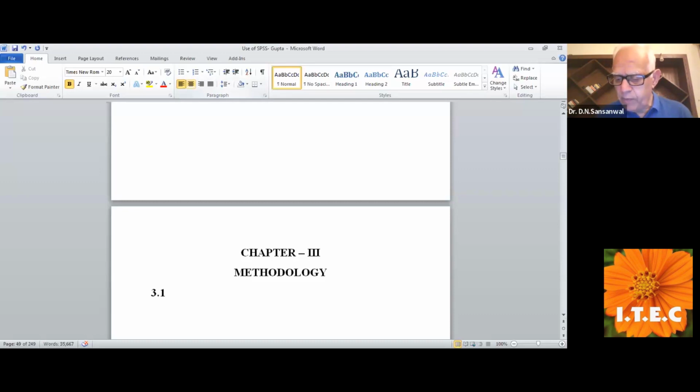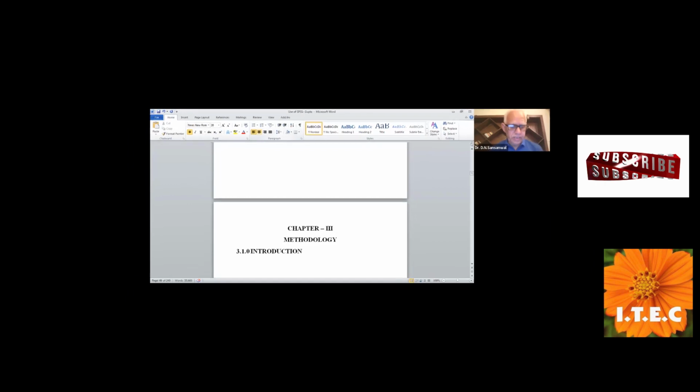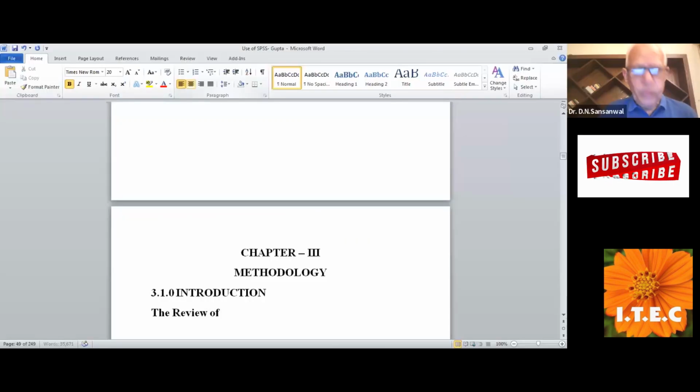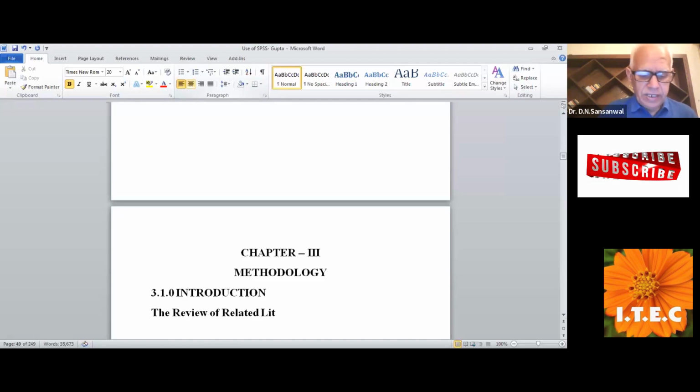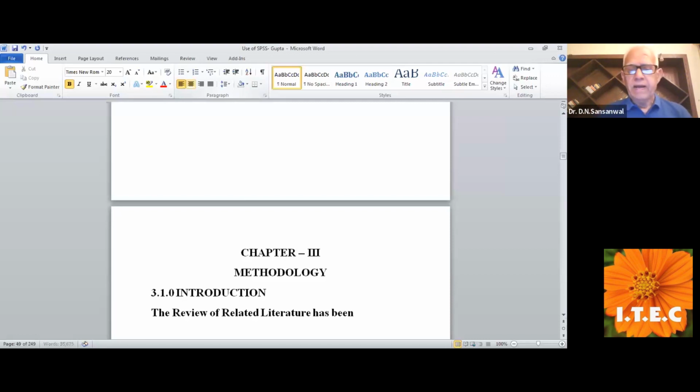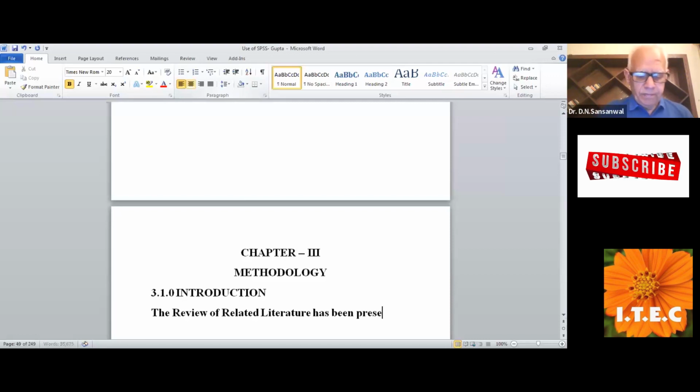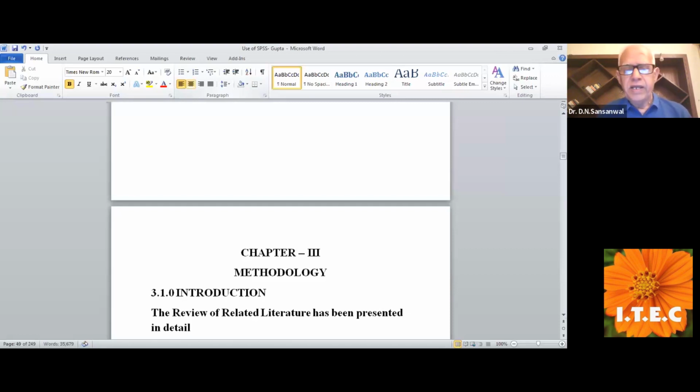Now it is 3.1.0, introduction. In this, you should write: the review of related literature has been presented in detail in the previous chapter. Now this sentence links this particular chapter with the previous chapter.